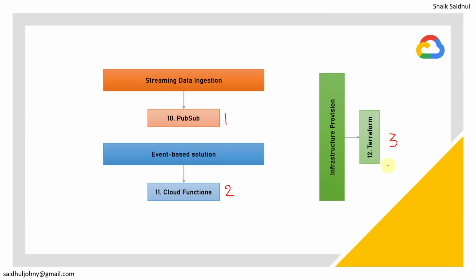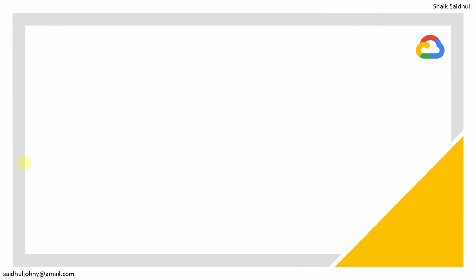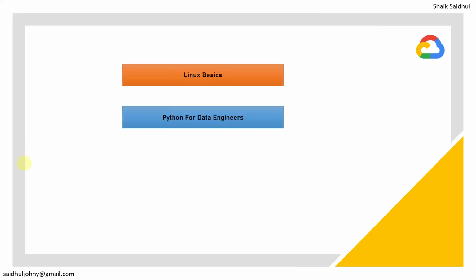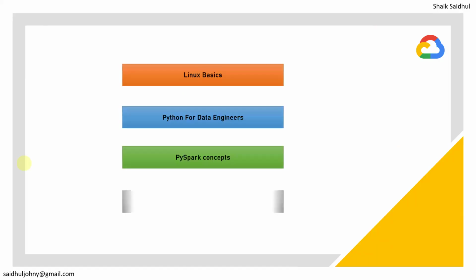But some companies use Terraform also, so you should not worry about what Terraform is and all, right? That's why I'm giving it as a complementary video, which is made by me only. So here again three. Tell me, totally how many? 4 plus 5 plus 3, totally 12 data engineering services we are going to cover. In addition to that, we are also covering Linux basics, Python for data engineers, PySpark, and Apache Beam. These are the programming concepts that we are going to cover as part of this course.